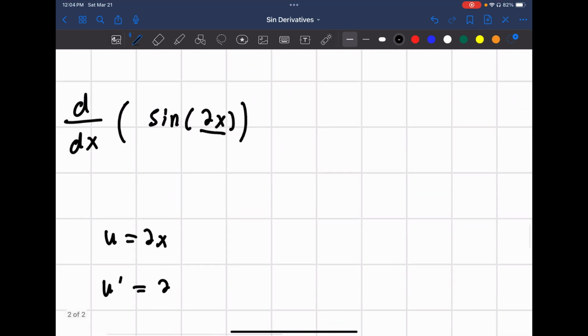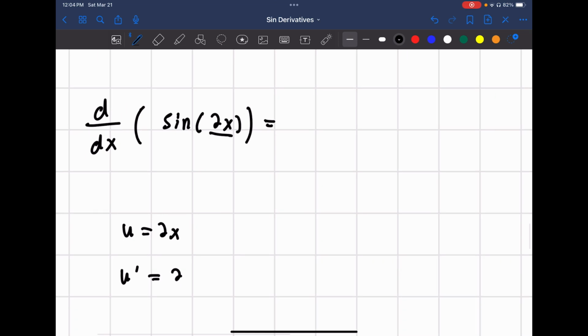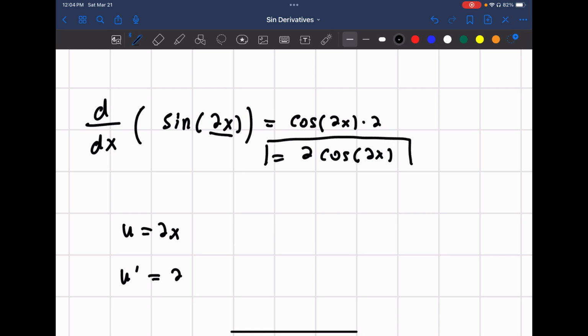Now the derivative of sin 2x would simply be cosine, and you copy whatever's in the inner function, so it would be 2x multiplied by 2. And to simplify it, or just to rearrange everything, it would be 2 cos 2x. And this is our final answer.